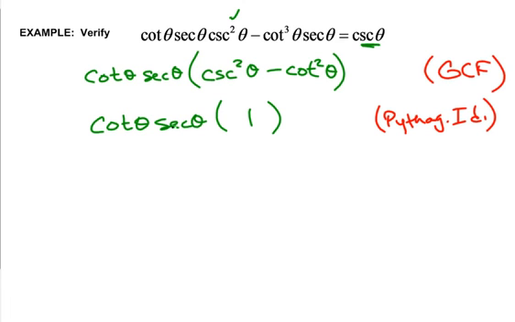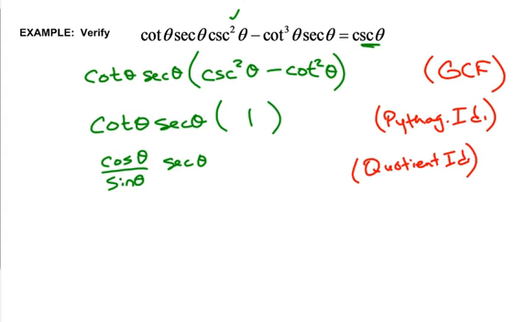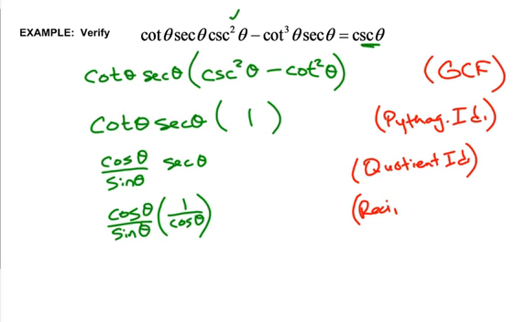I can rewrite cotangent of theta as cosine of theta over sine of theta. That would be done by the quotient identity. And then in my next step I've got secant of theta, and that could be rewritten as 1 over cosine of theta. Now, that is the reciprocal identity. Again, if you're not familiar with these basic identities, you're going to really run into some difficulties here. So make sure you take some time and know those if you don't already.